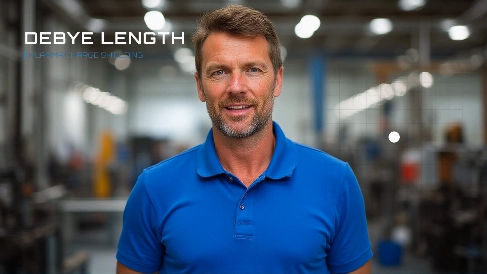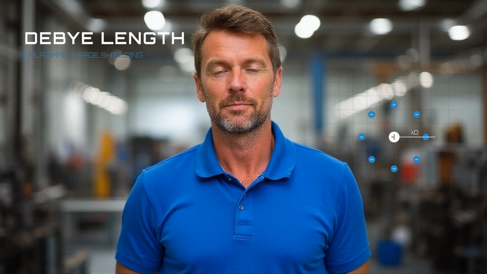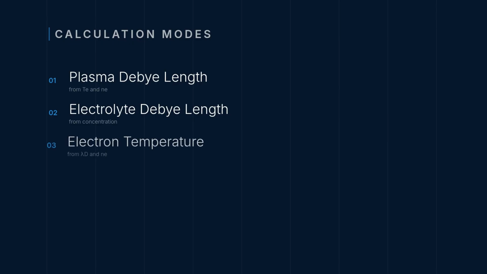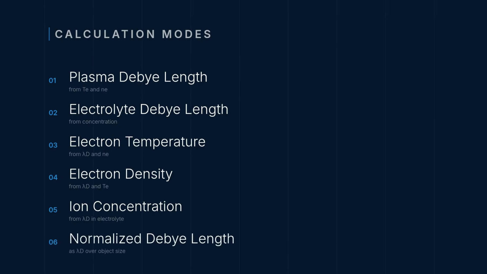This is the Debye Length Interactive Calculator, which computes the characteristic shielding distance in plasmas and electrolytes. The calculator offers 6 calculation modes through a drop-down menu: Plasma Debye Length from T and Ne, Electrolyte Debye Length from concentration, Electron temperature from LD and Ne, Electron density from LD and Te, Ion concentration from LD and electrolyte, and normalize Debye length as LD over object size.